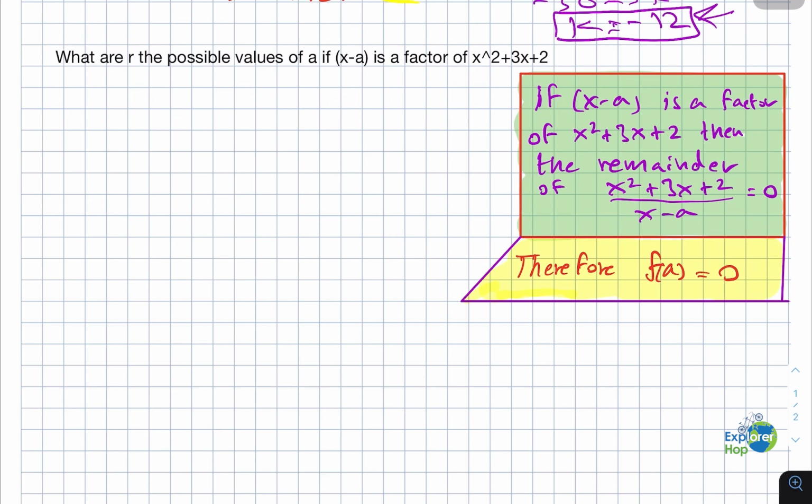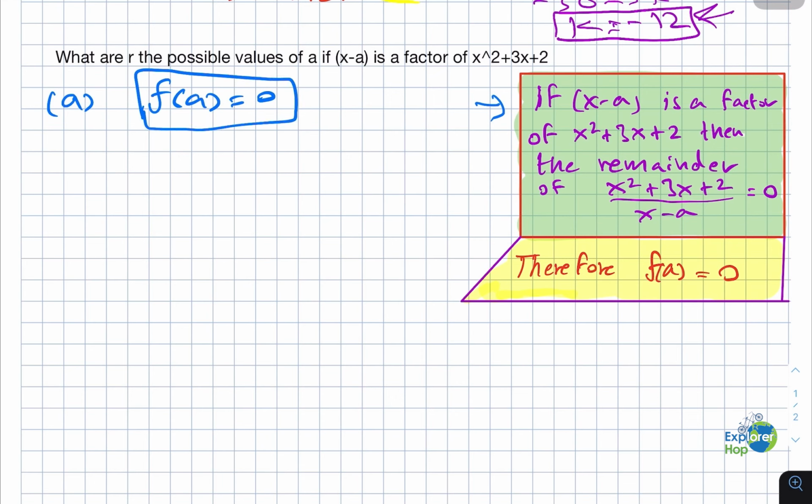What are the possible values of a if x minus a is a factor of x squared plus 3x plus 2? So just a reminder, if x minus a is a factor of x squared plus 3x plus 2, then the remainder of this equation would be equal to 0. Therefore, f of a is equal to 0. So what is a here? So we just write that as a, and we can substitute that into f, which would give us f of a equals 0.